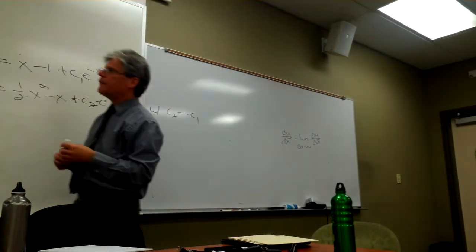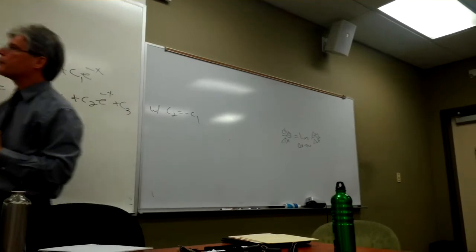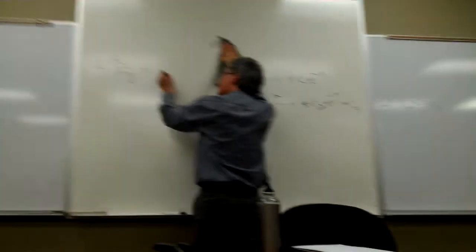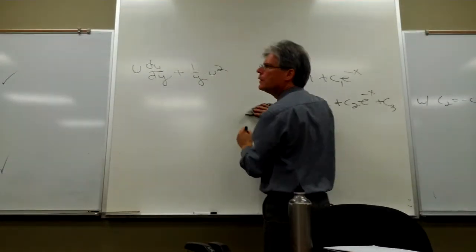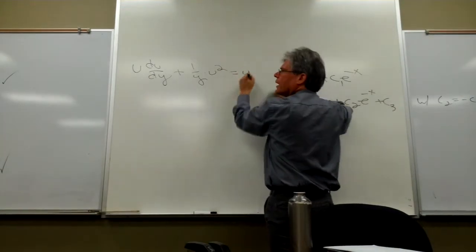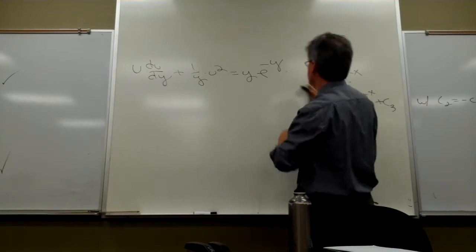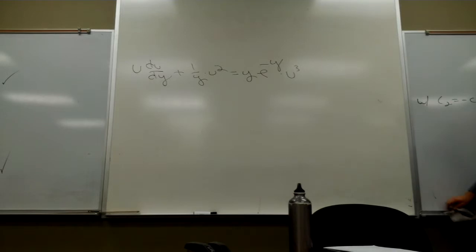Okay, everybody, I failed to apply this u substitution. I didn't finish rewriting the original equation, so let me rewrite. Is that a plus 1 over y? Is that a u squared? And is that equal to a y times e to the negative y u cubed? I don't know. What kind of DE do you think that is? I think it's clearly Bernoulli.